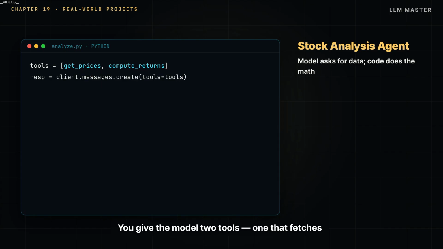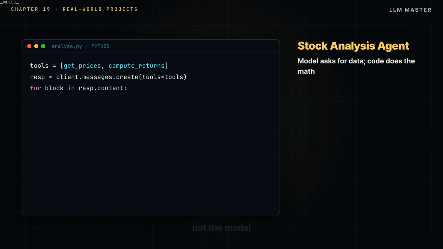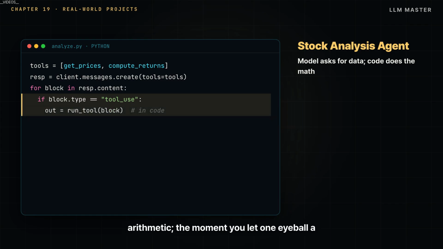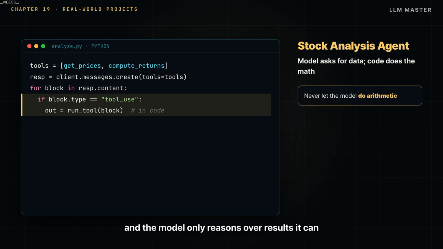You give the model 2 tools, one that fetches raw prices, one that computes returns and volatility, and you let it decide when to call them. But here's the crucial part: your code, not the model, actually runs those tools and does every calculation. Language models are genuinely bad at arithmetic. The moment you let one eyeball a price series and estimate a return, you've shipped a bug. So numbers come from deterministic code, and the model only reasons over results it can trust.